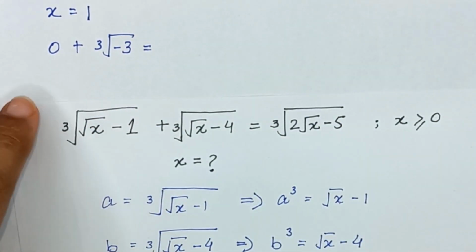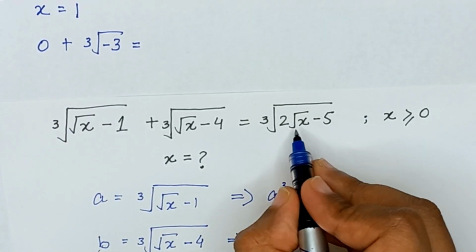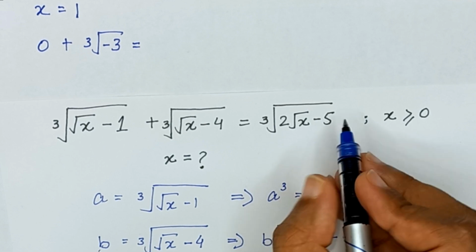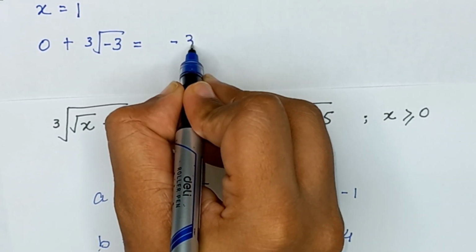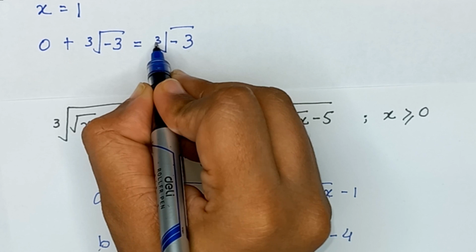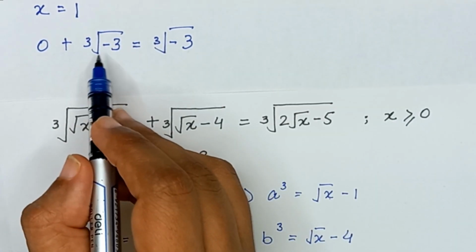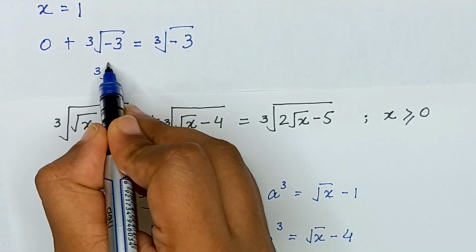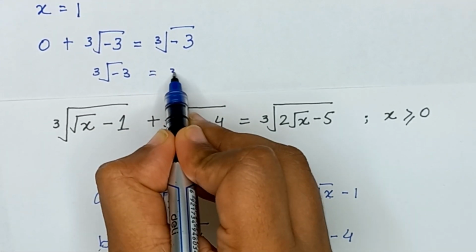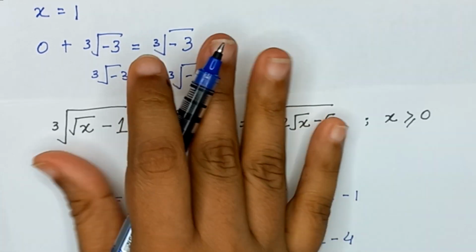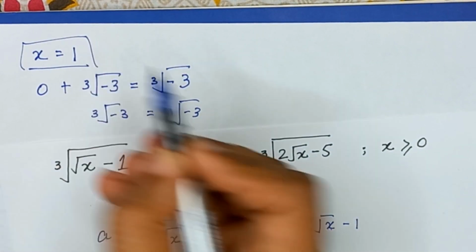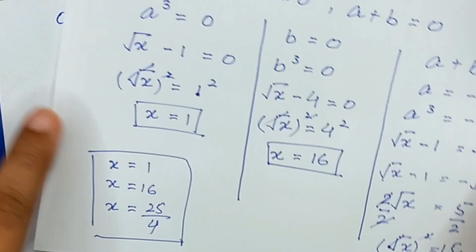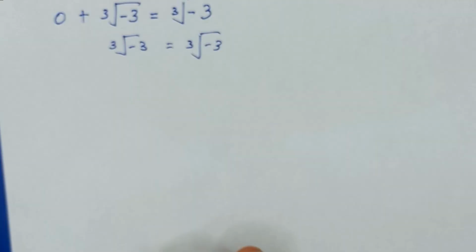And it is equal to, square root of 1 is 1. So 2 times 1 is 2. Minus 5 is minus 3 and its cube root. So 0 plus cube root of minus 3 is equal to cube root of minus 3. It means both sides are same. So the value of x is equal to 1 satisfies this given equation. Now we'll check for x is equal to 16.